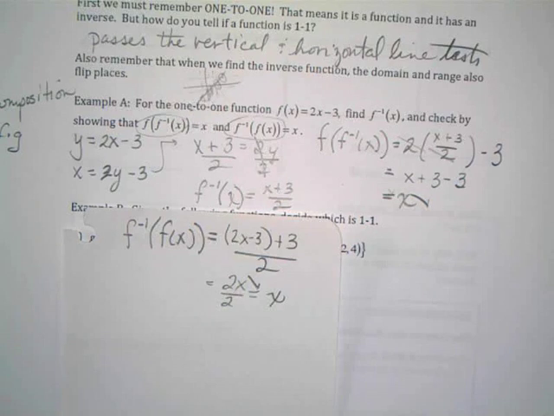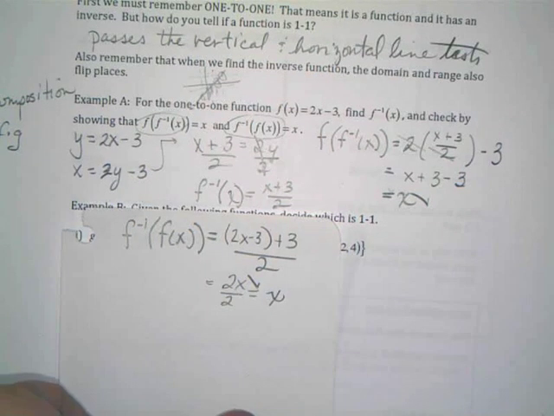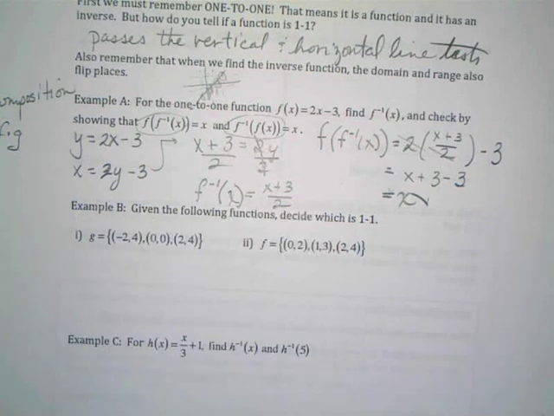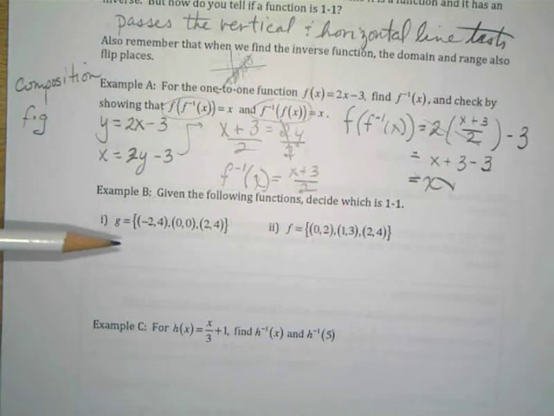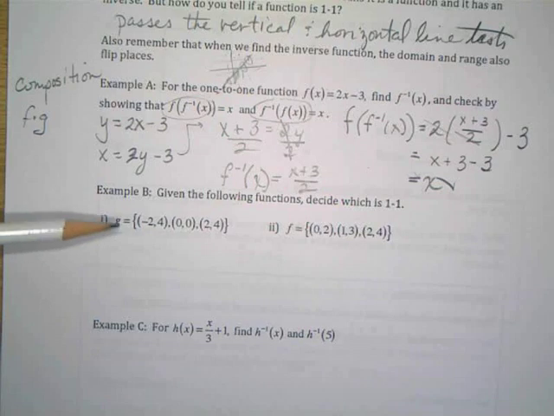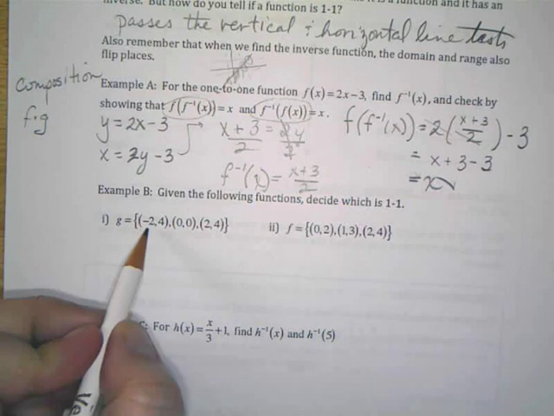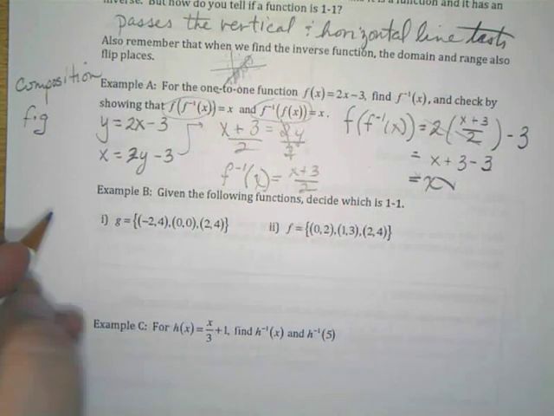And this isn't the most important part of this, but here we go. Okay. So that's one way to talk about inverses. Another way is if they give you a set of points, these are actually called sets. In order to decide whether it's one-to-one, what we have to look at is, first of all, look and see if it passed the vertical line test.